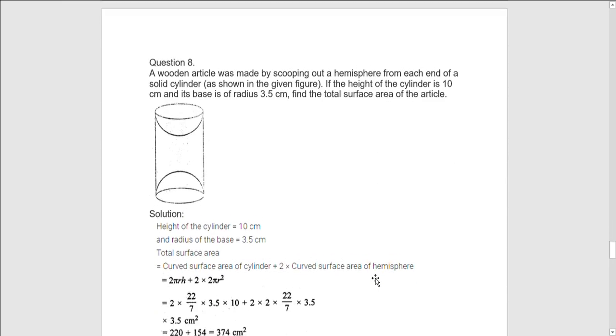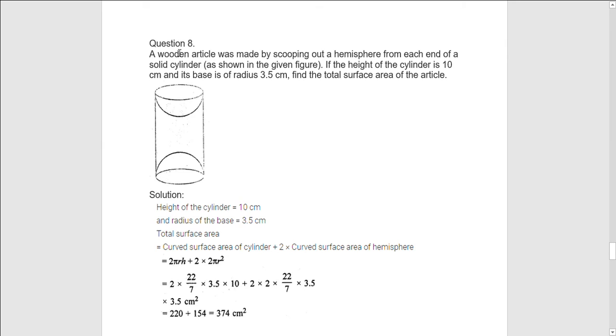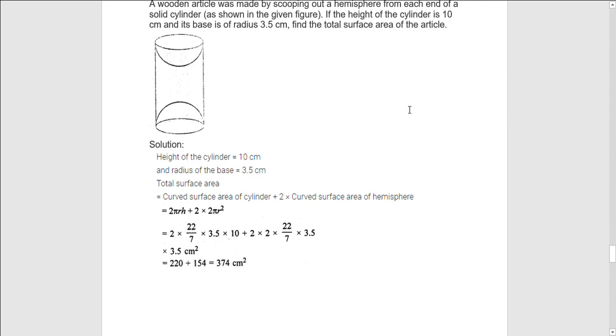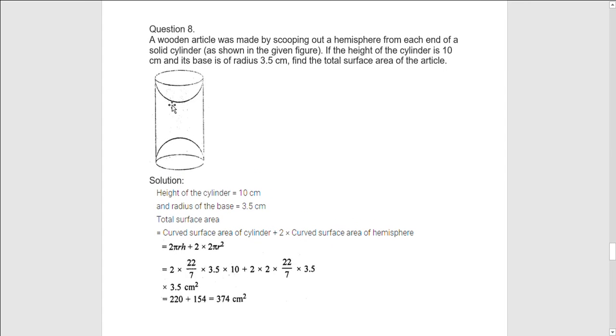Now the last question. This question number 8 is very, very important. A wooden article was made by scooping out a hemisphere from each end of a solid cylinder as shown in the figure. If the height of the cylinder is 10 cm and the base radius is 3.5 cm, find the total surface area of the article. Now student, you have to understand over here, whenever a figure is given in combination and from this solid figure, from the cylinder, this figure is scooped out, means taken out.